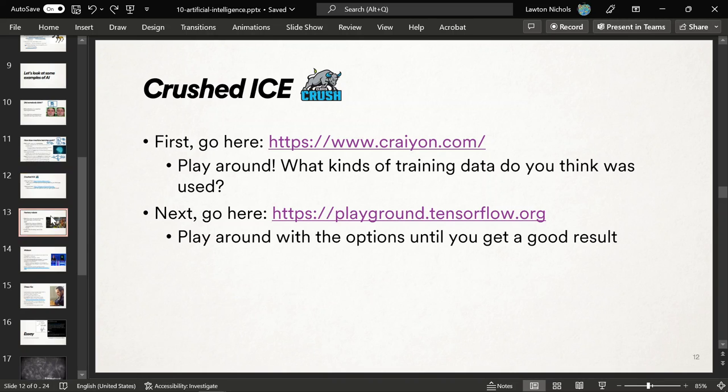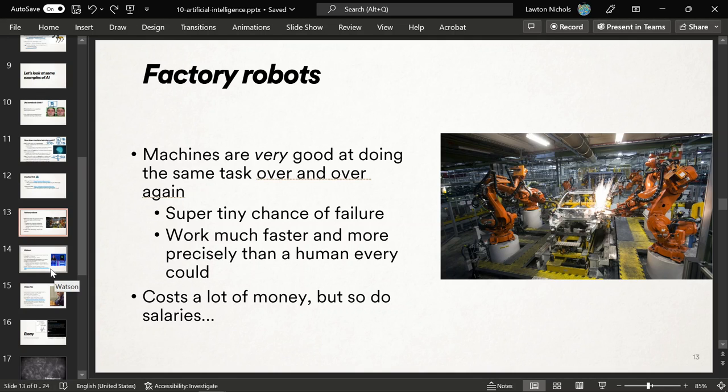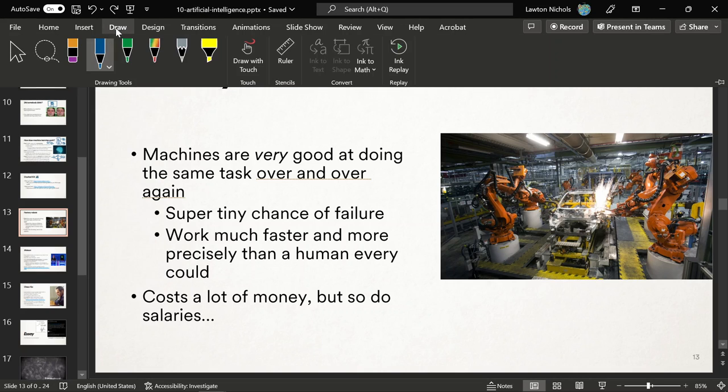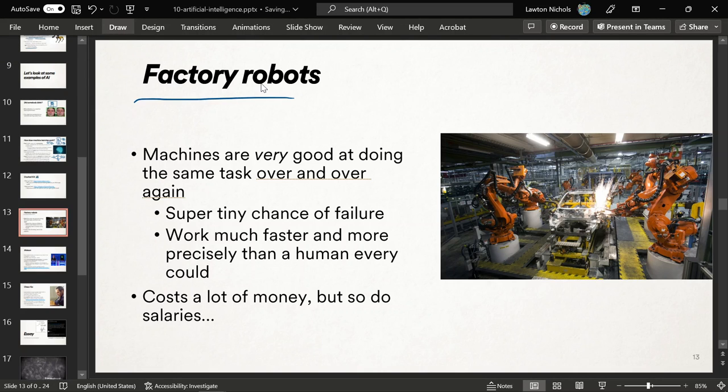All right, if we're good, I want to keep on trucking. I have just a few more slides, just some more examples of artificial intelligence. So one thing that's very useful these days, assuming you're an owner of a mechanical factory, are factory robots, right? These kind of things that are helping to build cars.